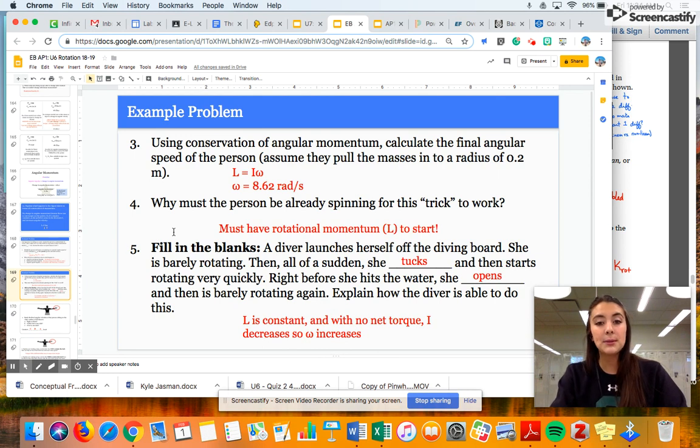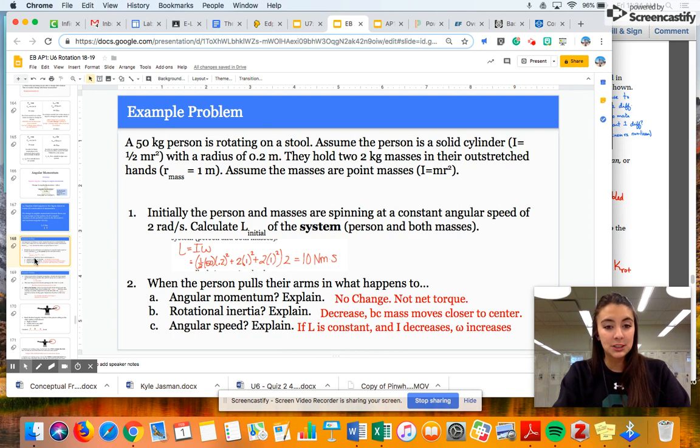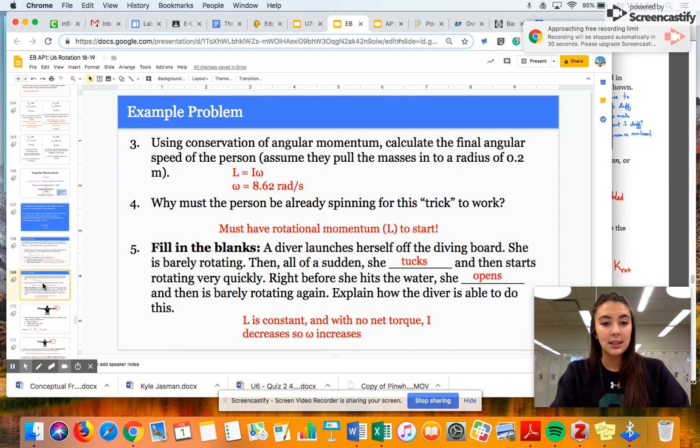So for number 3, when they ask us to find the final angular speed, if the initial L we said was 10 Newton meters per second, that's also the final L. I know my rotational inertia based on where my new radius of the masses is, and then I plug it in and I can get a final omega of 8.62 radians per second. That is much faster than my original angular speed, which was 2 radians per second. So continue on with 4 and 5, and then we will pick up here in 1 second.